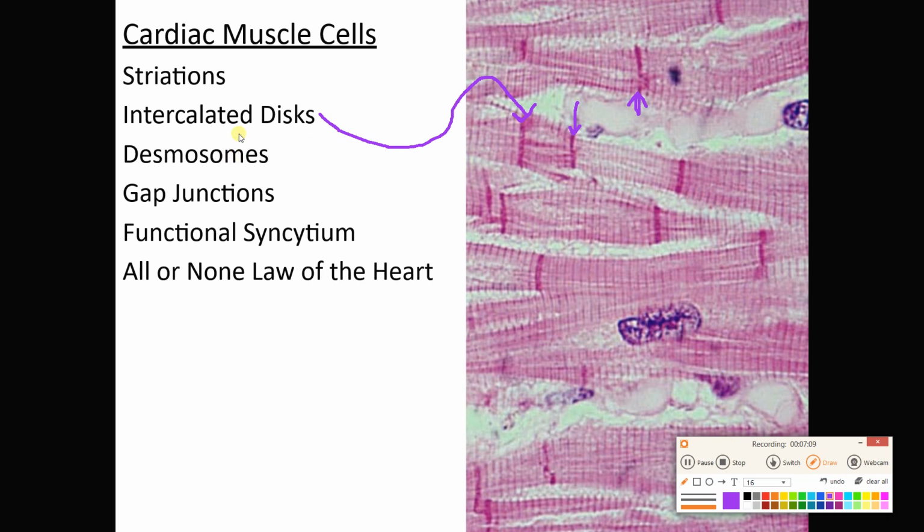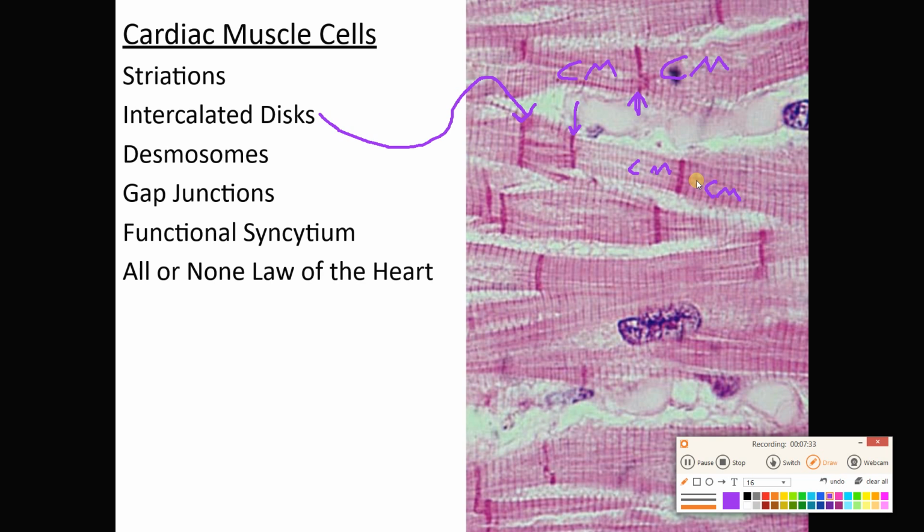So intercalated discs. The word intercalated basically means stuck in between. And intercalated discs are between cardiac muscle cells. So here's a cardiac muscle cell right here. Here's a cardiac muscle cell right here. An intercalated disc is between them. Okay? So if I find an intercalated disc, I'm going to have two cardiac muscle cells, one on each side.